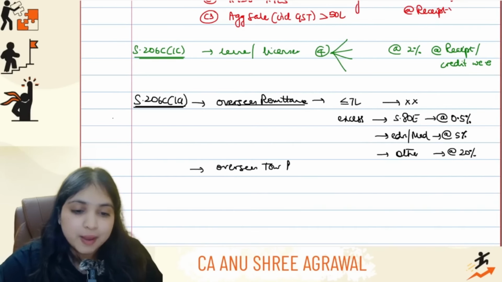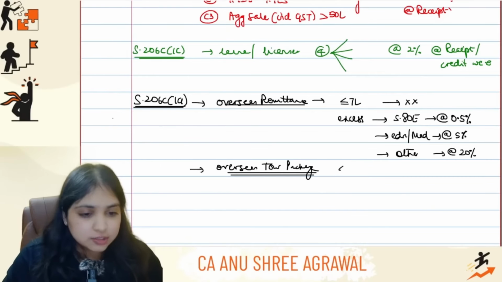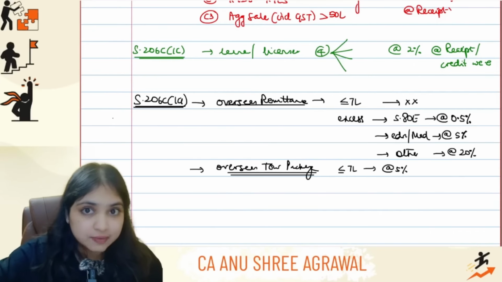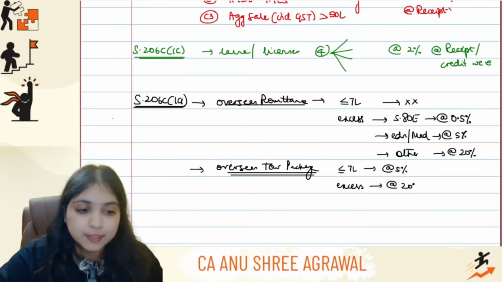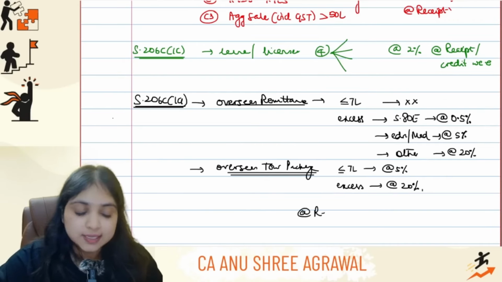In overseas tour package also we talk about the 7 lakh number, but here 7 lakh is not an exemption. Only thing is TCS rate changes. So if the overseas tour package is up to 7 lakh, then the TCS rate will be at the rate of 5%. If it is more than 7 lakh, then up to 7 lakh 5%. Whatever is the excess above 7 lakh, on the excess the TCS rate will be 20%. Even in 206C1G, even here the TCS will be collected at the time of receipt or credit, whichever is earlier.